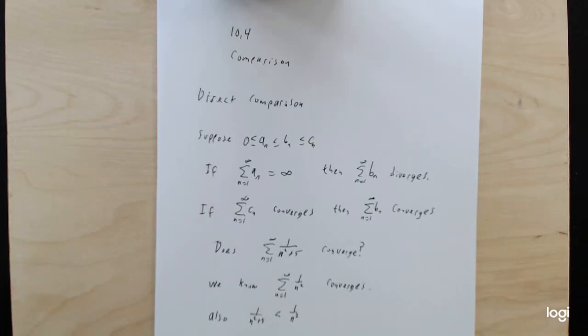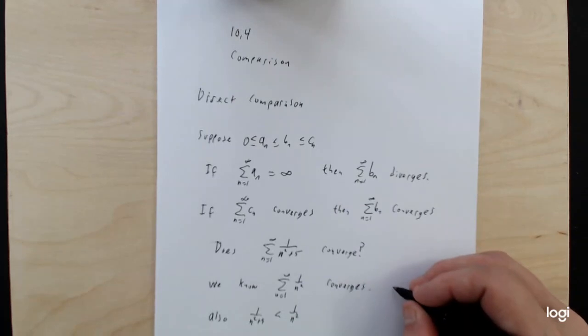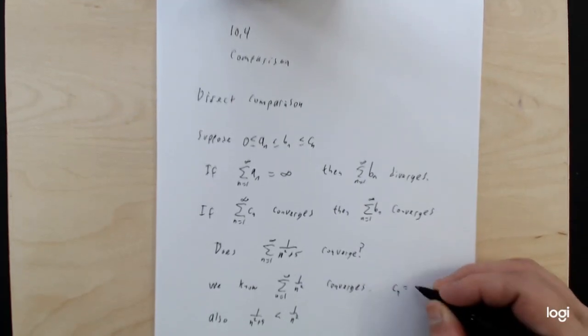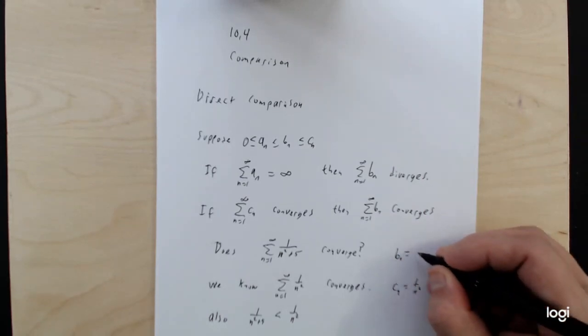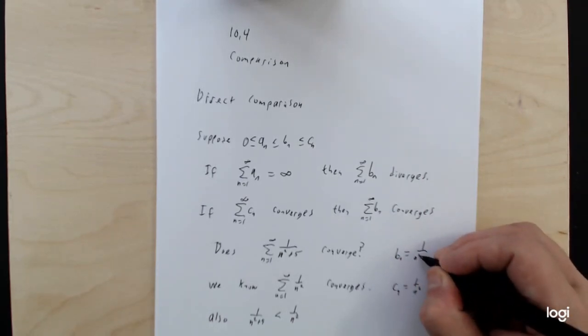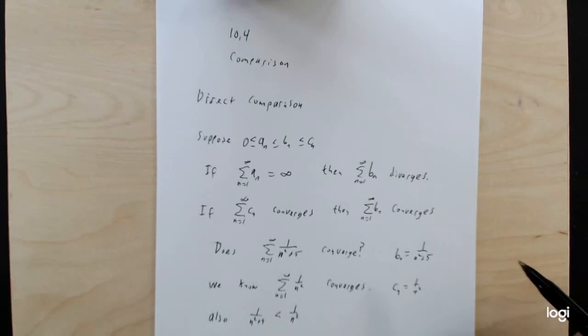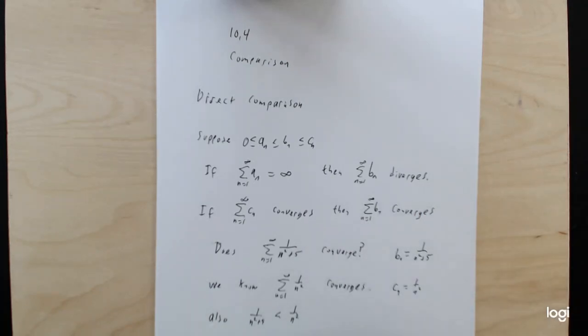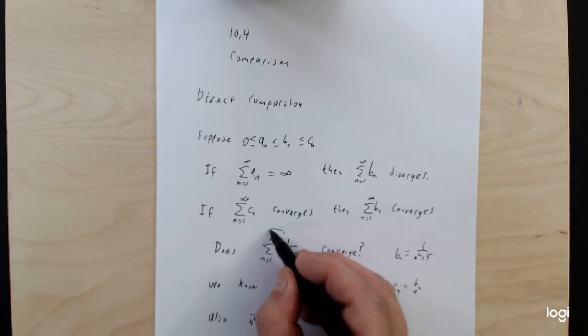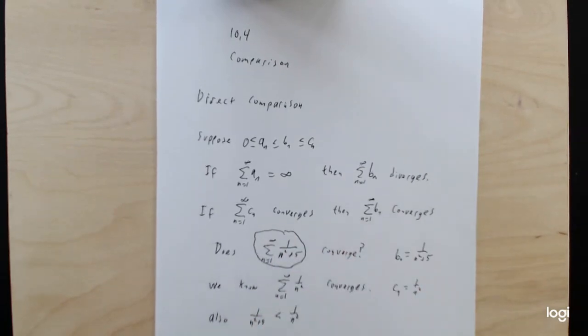Okay, so we have the case, so if we take our c sub n to be our 1 over n squared, and our b sub n back here to be 1 over n squared plus 5, we can then use this second line of the theorem. So we can say that this original series here does indeed converge.